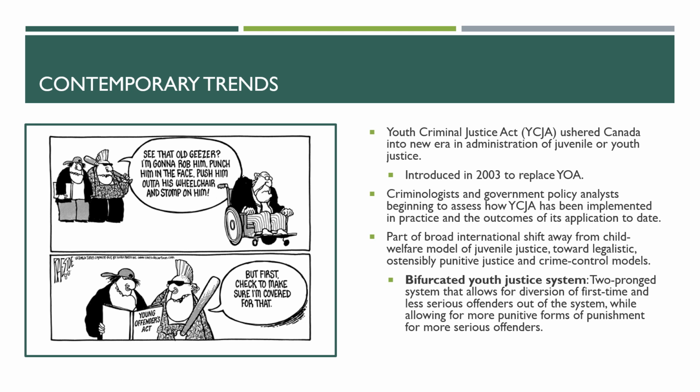So what you can see here on the slide, obviously, is another political cartoon. Here you have two young hooligans who are about to beat up an old guy in a wheelchair and rob him and push him out of his wheelchair. But first, they're checking the Young Offenders Act to see that they will get away with it and be let off.